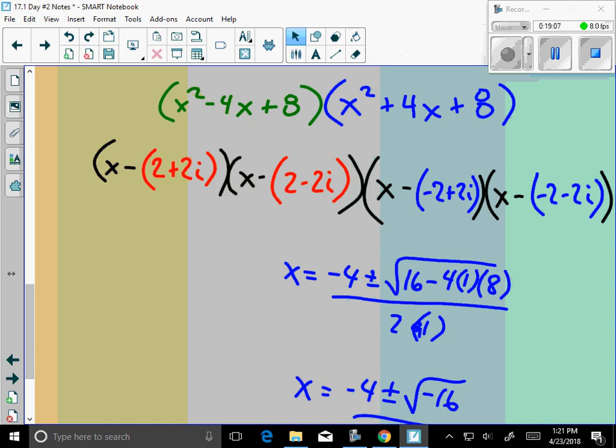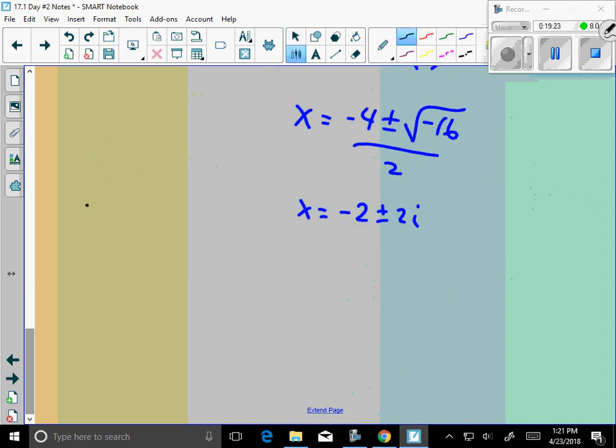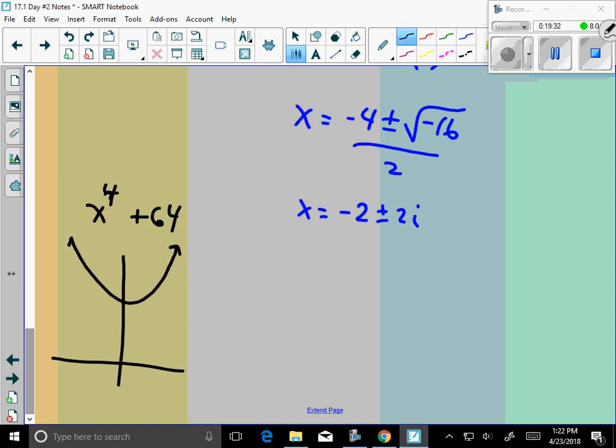How many real solutions are there for this polynomial? How many of those factors have only real numbers in them? Only real numbers. None. So this polynomial, let's look at what x to the 4th plus 64 would look like. Would that ever cross the x-axis? No. Now, it might have a couple extra wiggles in there that we're not aware of, but it'll never cross the x-axis.